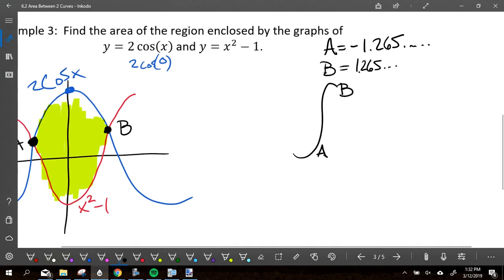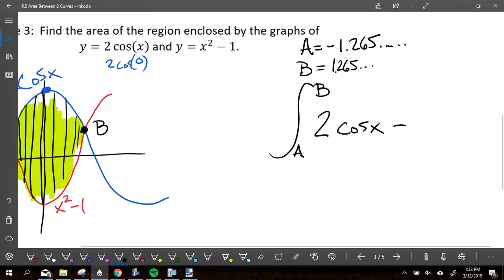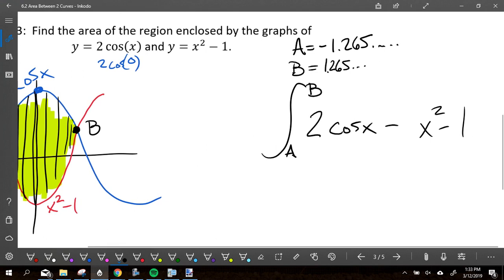Now what we want to do is integrate top line minus bottom line. During that time interval, which line is always on top? 2 cosine x is always on top. What's always on bottom? x squared minus 1. And so I'm going to do the integral of 2 cosine x minus (x squared minus 1) dx. But if you wrote that on your paper without parentheses, it would be all wrong. Why is that all wrong? It needs to be in parentheses. I'm subtracting all of that second line, so I have to put it in parentheses. x squared minus 1.